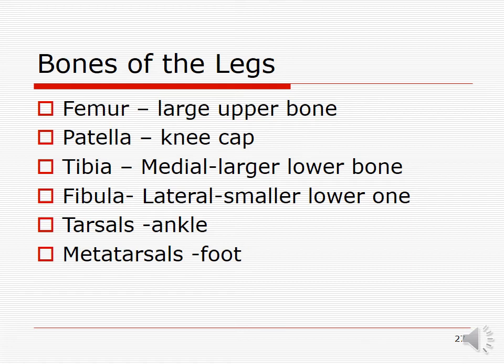You also have the tarsals. Tarsals are the 7 bones of the ankle, and the calcaneus is part of that ankle. The calcaneus is our heel bone. Then we have the foot bones, the metatarsals, and there's 5 bones that form the instep of the foot. And then we have our phalanges on the foot, and that's going to be our toes. We have 14 bones on each foot that form the toes, 2 for the great toe and 3 for each of the other toes.